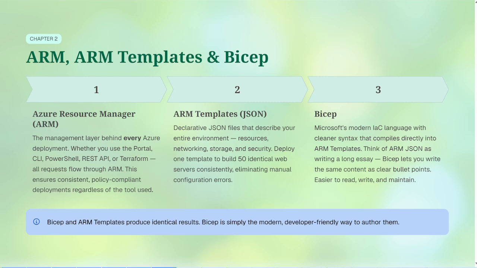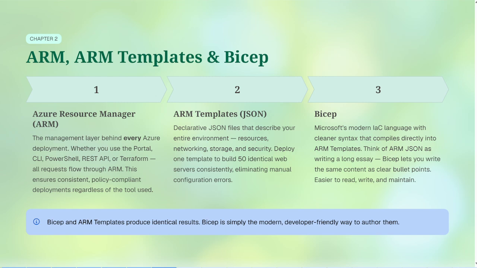Why is ARM important? Azure Resource Manager provides several important capabilities: consistent deployment across all management tools, centralized authorization using Azure RBAC, integration with Azure Policy for governance, dependency management between resources, and resource organization using resource groups. In simple terms, ARM is the engine that powers Azure deployments.